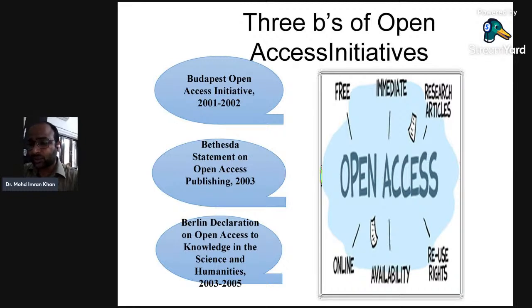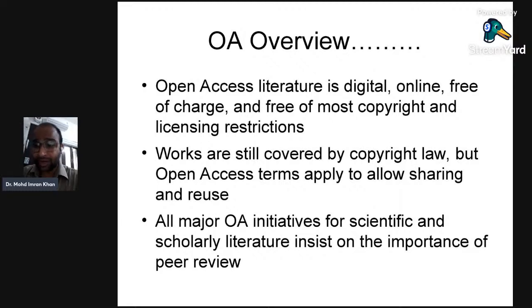What is actually meant by open access? It is something which is free, which is immediately available. You can reuse that material. It is easily available online also, like on Google Scholar. Open access literature is digital. It's online. It's free of charge and free of most copyright and licensing restrictions. So normally there are no licensing restrictions wherein you can immediately use and copy that while giving certain attributions to the authors, right? Works are still covered by copyright law.